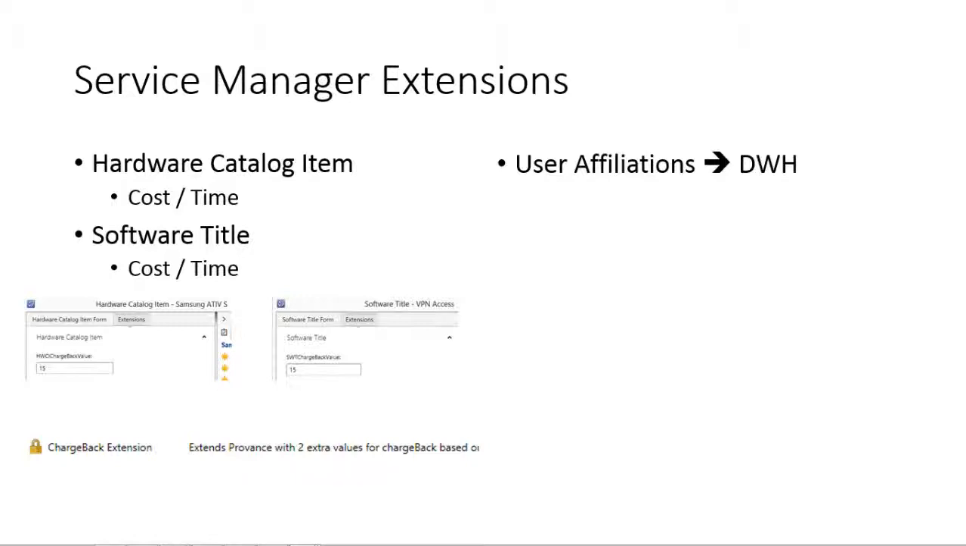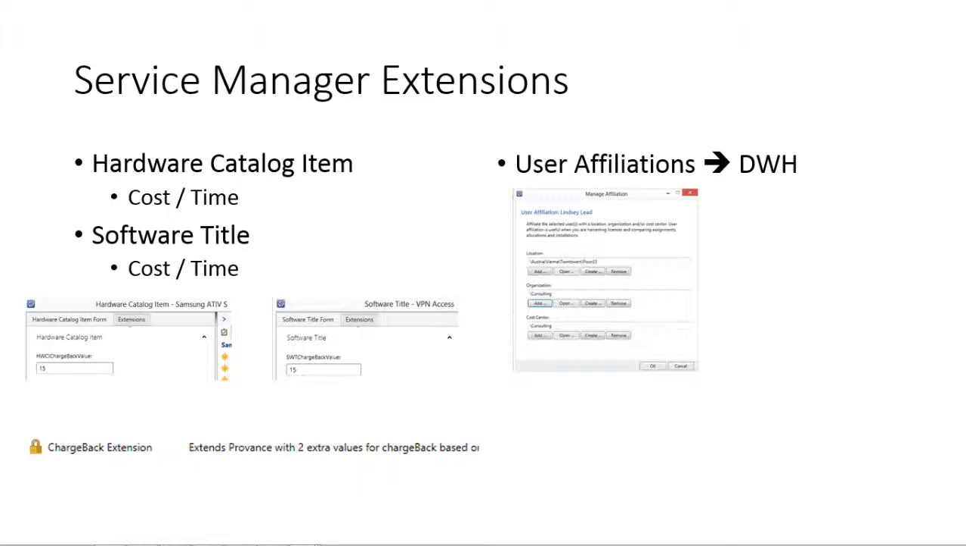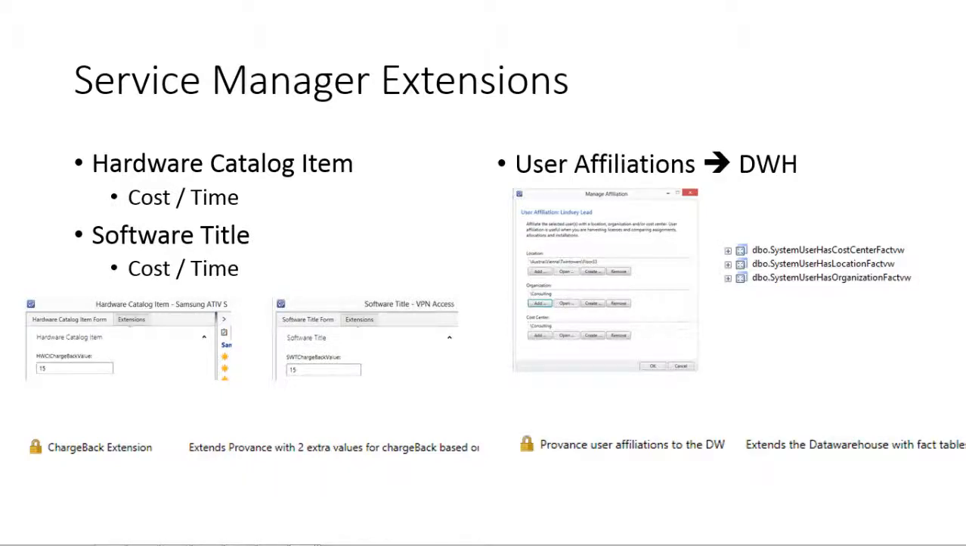The second thing which needs to be extended is some data we are missing in the data warehouse from the default Provance implementation, and these are the user affiliations. They are in your live database, but they are not in the data warehouse. So as you don't want to query data warehouse plus live database, I wrote a management pack to push them to the data warehouse. So these fact tables here, system user has cost center, has location, and has organizations, are up in the data warehouse, so we can use them. And this is called Provance user affiliations to the DW management pack.